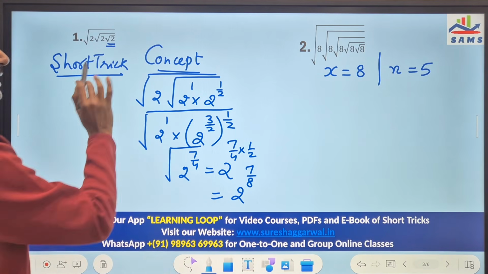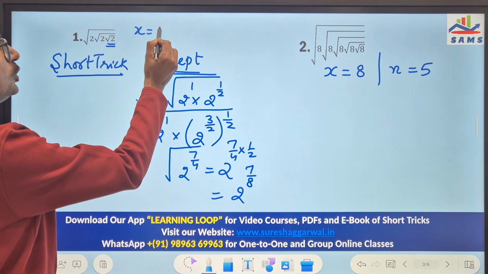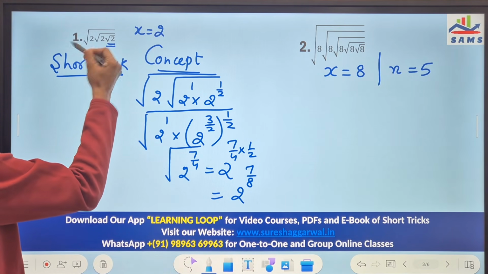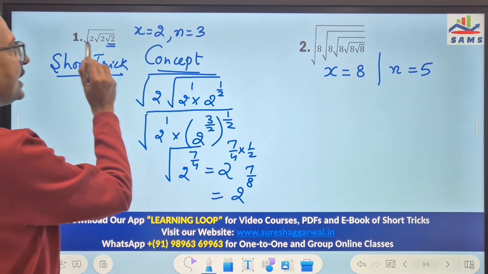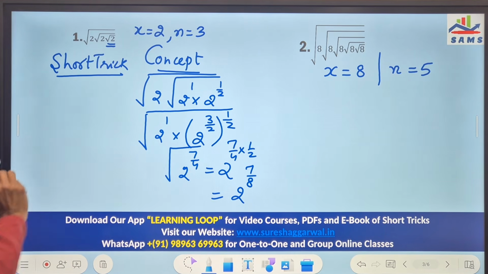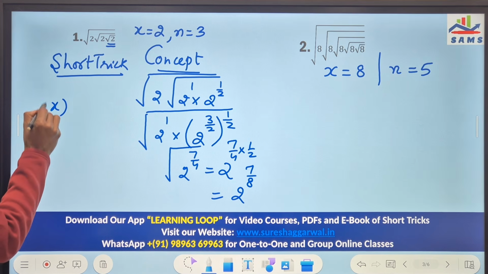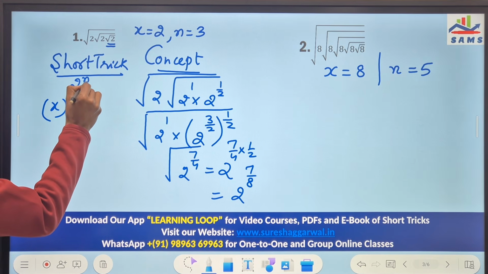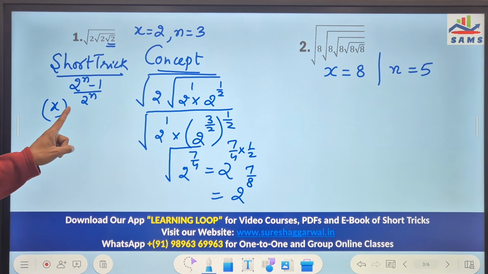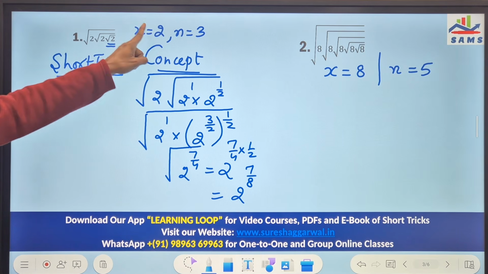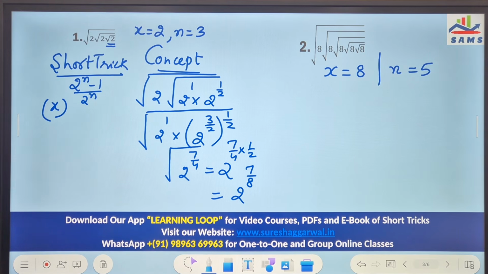And in the earlier case, x is 2 because you have 2 being repeated, and n is 3 because there are 3 square roots. So the short trick says the direct answer for this question will be x raised to the power of (2 raised to power n minus 1) over 2 raised to power n. Now you need to remember this trick, and let's apply this directly using x equal to 2 and n equal to 3 here.